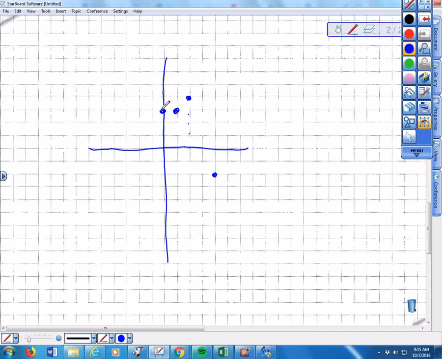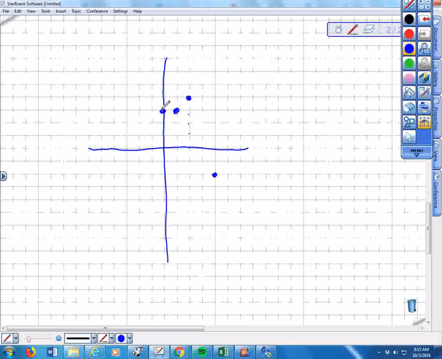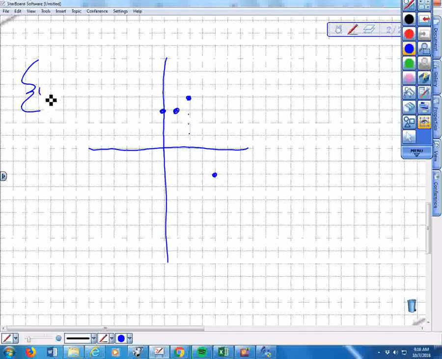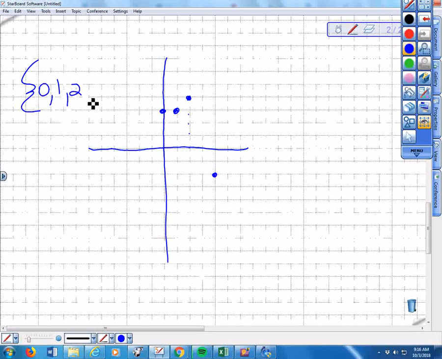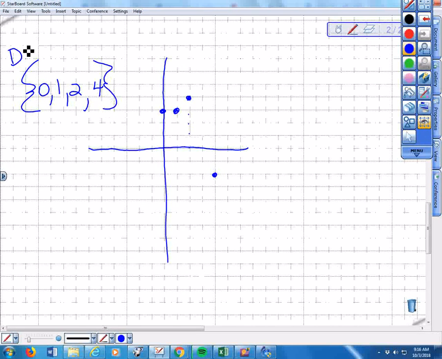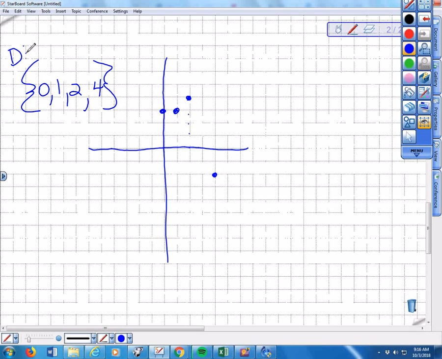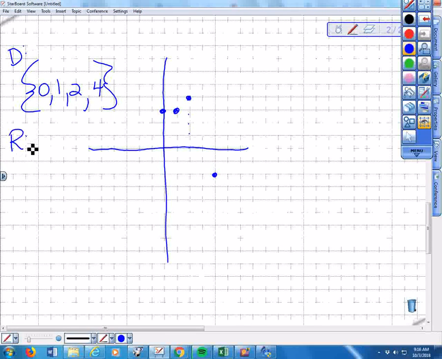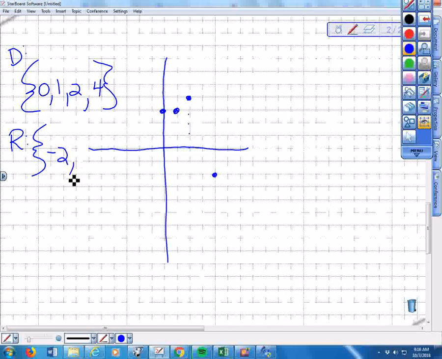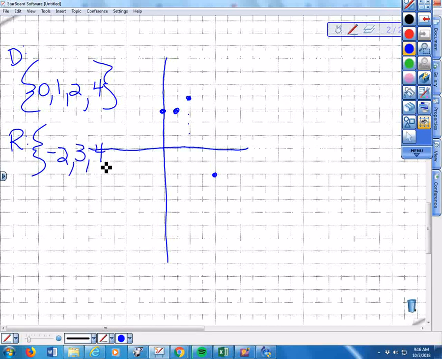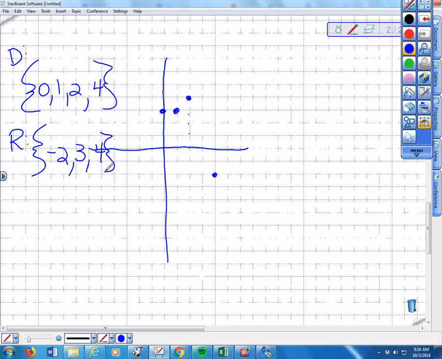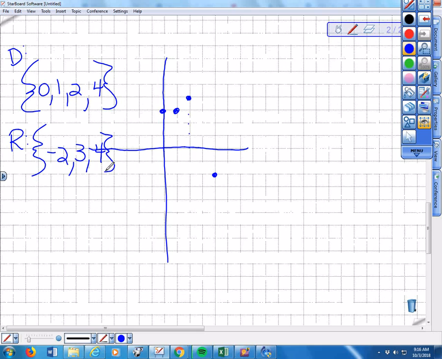So we did that. Then it says, state the domain and range. Well, the domain is 0, 1, 2, and 4. The x values. Just the x values of the points. The range is, we start at negative 2, and we go to 3 and 4. You don't have to repeat the 3. I didn't count off if you did, but you don't have to. 3's part of the range, and it's not the range twice.